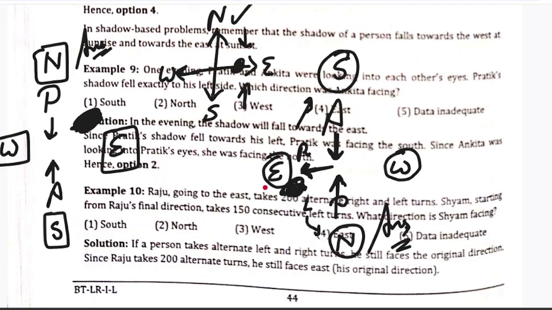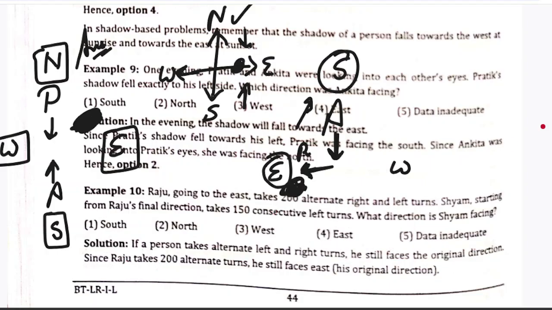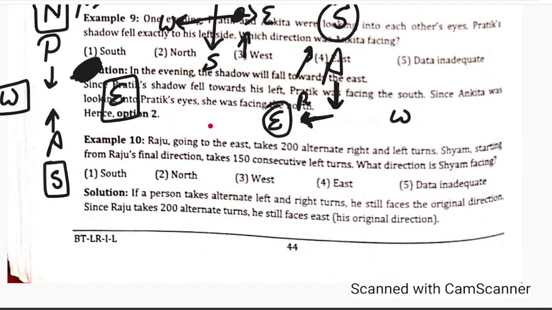Let's look at example number 10. Example number 10 says, Raju going to the east takes 200 alternately, right and left turn. So let's say Raju is going to the east. Alternate right left क्या होगा? Right, left, फिर right, फिर left, फिर right, फिर left and so on. Now this is the first turn, this is the second turn, third, fourth, fifth and sixth.